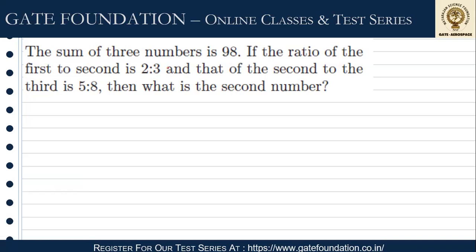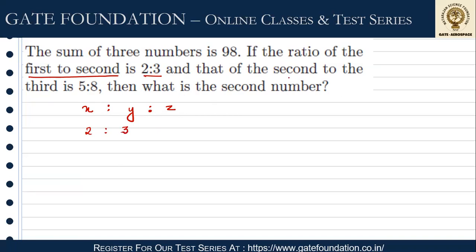So let's say the numbers be x, y, and z. Right. So ये तीन नंबर है. इसमें मुझे दो अलग अलग रेशियो दिए हुए हैं. I have been given two different ratios. The ratio of first to second it is 2 is to 3. So I'll write down 2 is to 3 as x is to y.